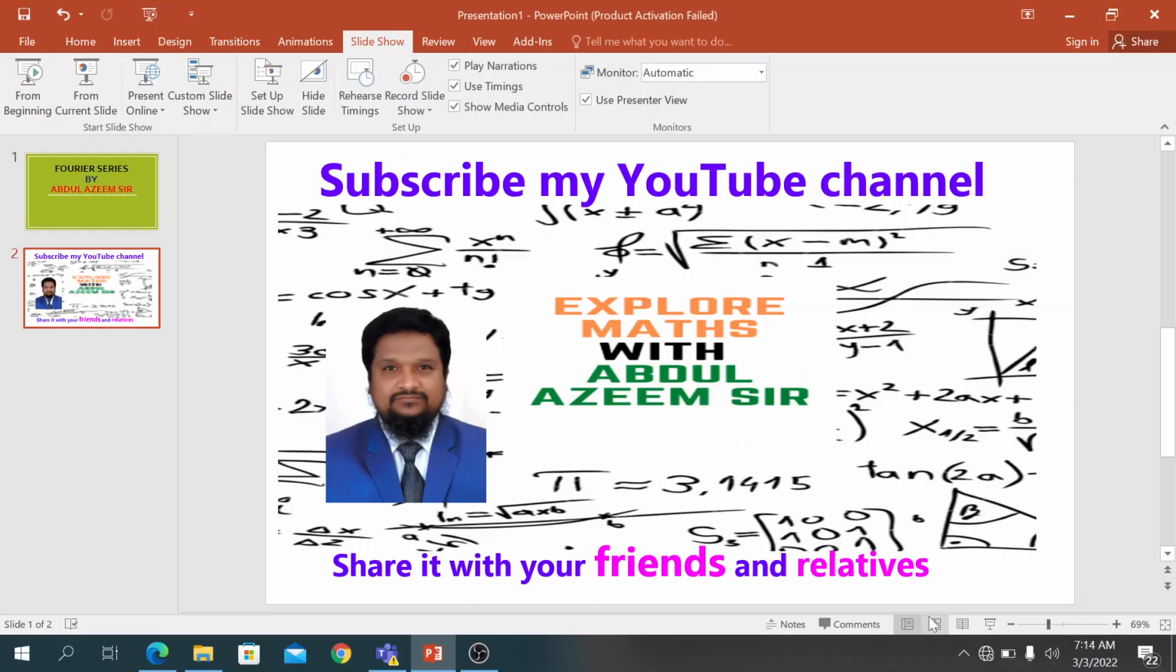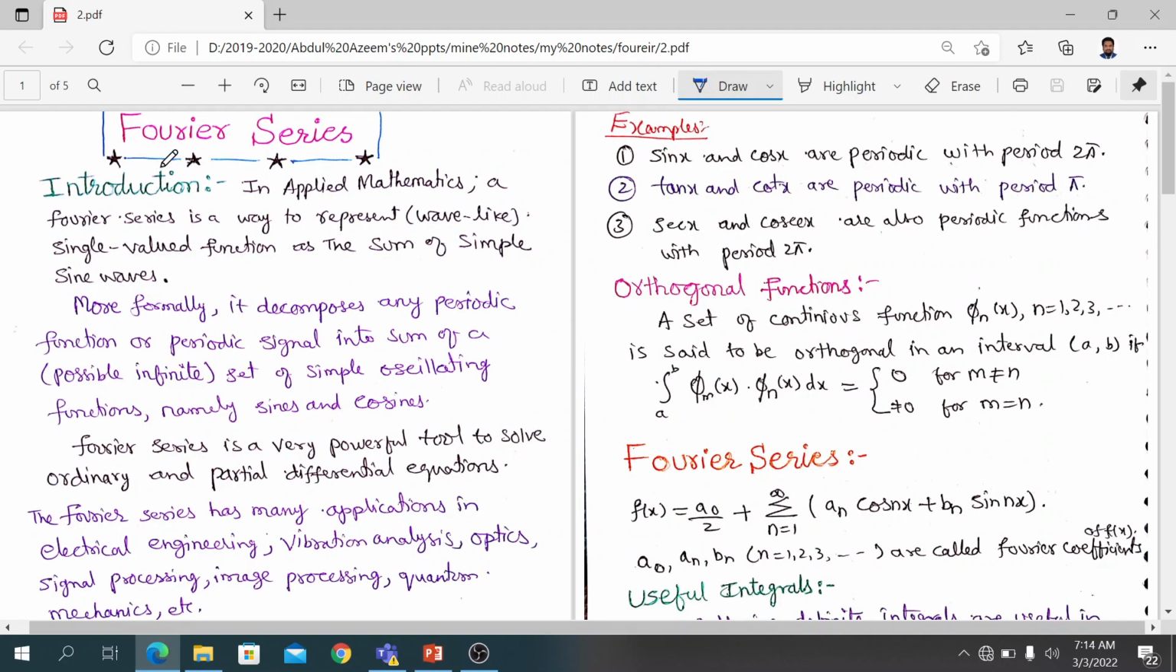Now let us begin our topic, Fourier series. Now just to see the brief introduction. In applied mathematics, a Fourier series is a way to represent a wave-like single-valued function as the sum of simple sine waves. More formally, it decomposes any periodic function or periodic signal into the sum of a possibly infinite set of simple oscillating functions, namely sine and cosine.